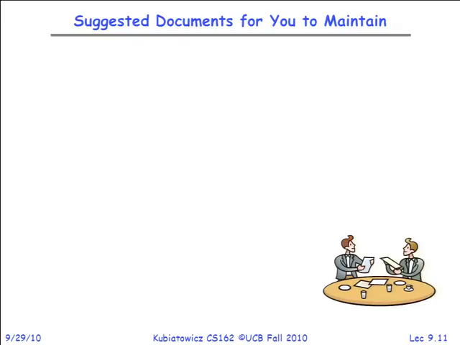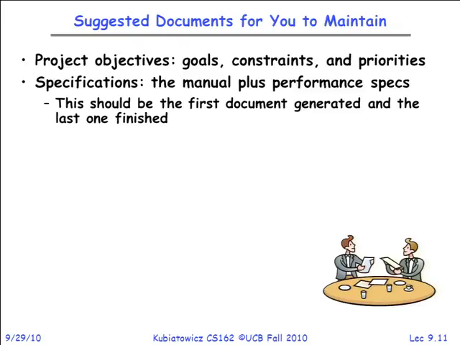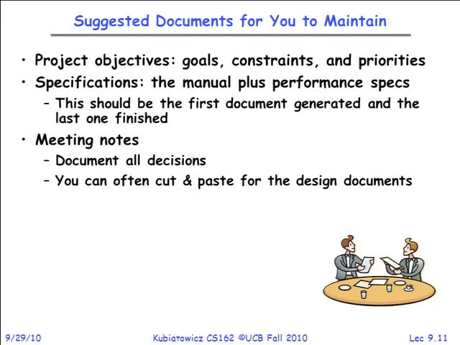So some suggested documents, I don't know, maybe objectives, goals, constraints, priorities, specs, what are you actually doing? That would probably be the first thing you should do. Meeting notes. How many of you took notes at your meetings? Anybody? Okay, notes are a good idea. If you were to take electronic notes and post them somewhere where your group can see them, sounds like a good plan.